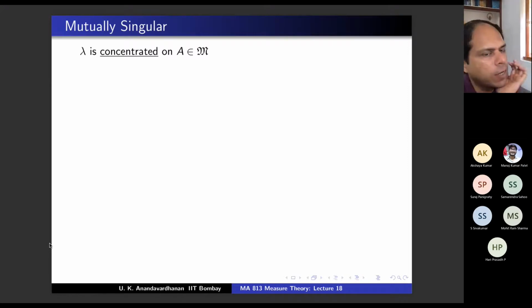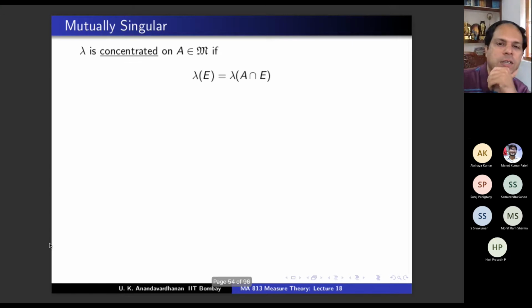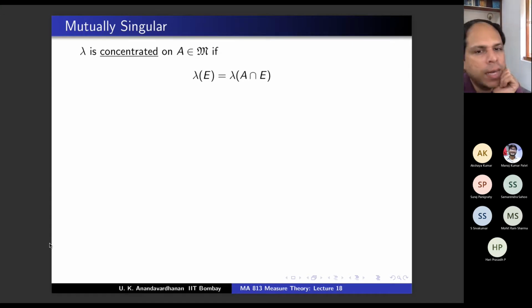Now, suppose you have the word concentrated, and I'm not even telling you what the definition is. But still, if I ask, where is this measure concentrated? What will be your answer? Even if you don't know the definition of concentrated, you will say x naught is the answer, right? Yes. So somehow, English itself tells you it is concentrated at x naught. So what is the definition? The definition is: lambda is concentrated on A if lambda of E is lambda of A intersection E. Only the intersection with A matters. The rest doesn't matter.